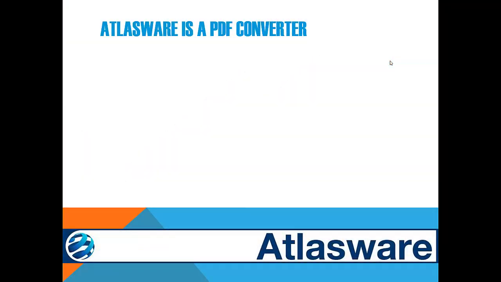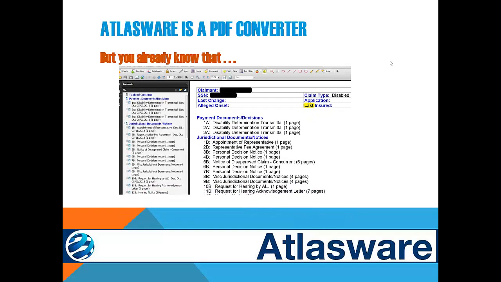Atlasware is a PDF converter, but you already knew that. This is the first page of Atlasware, every file. You'll notice on the left, there are bookmarks in Adobe that are exactly like the menu bookmarks that the judge will be looking at. In the middle of the page are exhibits and hyperlinked menu items, again going to exhibit 2A, 3A, and they will take you there directly in the document.